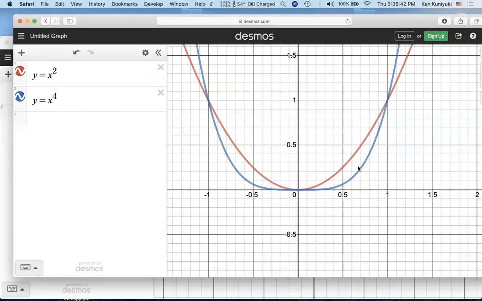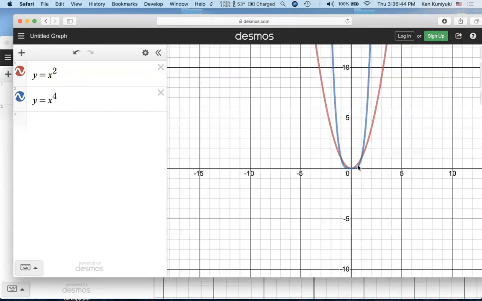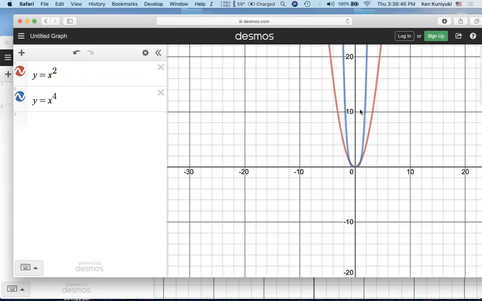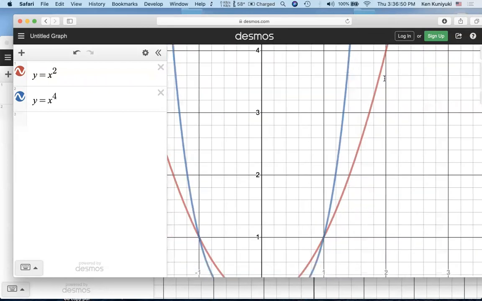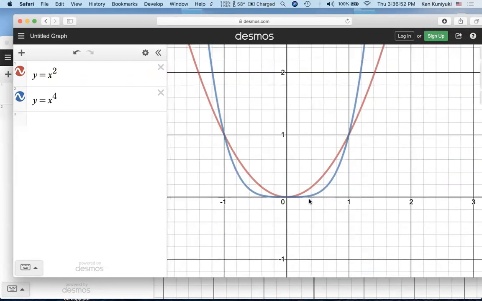And that might surprise you, because you look out here and go, oh, the blue graph's above the red graph. Well, if you zoom in, you'll find that the blue graph does dip below the red graph over here. And in fact, in calculus, you're going to be asked to find the what? The area between the red graph and the blue graph.